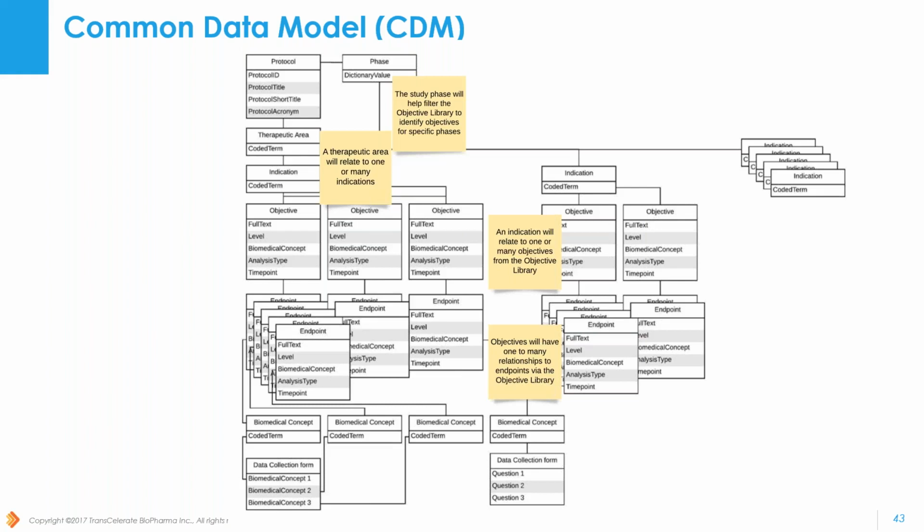The level will be defined as primary, secondary, tertiary, exploratory, and can be used to help map to clinical trial registries like clinicaltrials.gov. The biomedical concept will help link to the data that's needed and will be described in more detail shortly. The analysis type will standardize what type of analysis is being performed, like change from baseline, and this will help define the time points that are required for that analysis. All these individual attributes associated with the objective or endpoint will help define the digitized schedule of activities.